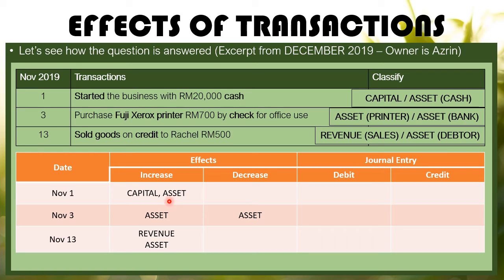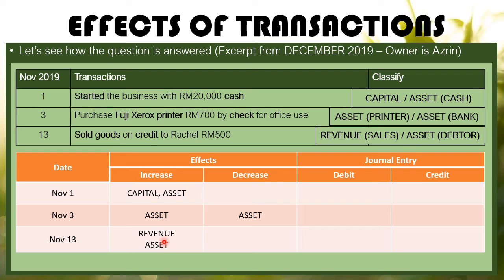Capital bertambah, asset bertambah. Okay, kalau November 3rd pula, ini asset bertambah, printer bertambah, bank berkurang. Ya, ni nampak macam tak imbang kan? Sebenarnya diimbang ya. Sebab asset is on the other side of the equation, capital is on the other side of equation. So kalau dua-duanya bertambah, diimbang lah. Macam ni diimbang lah. Asset bertambah, asset berkurang.